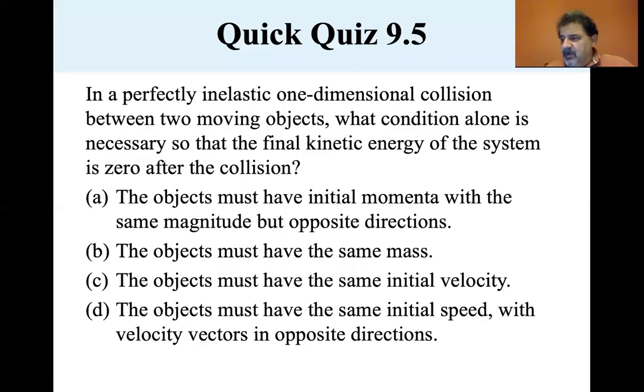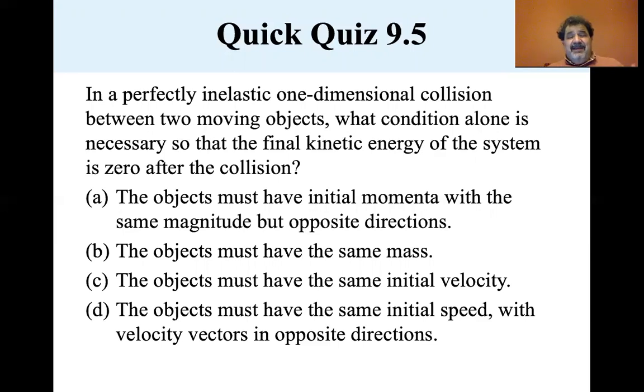Okay, let's take a quick quiz. In a perfectly inelastic one-dimensional collision between two moving objects, what condition alone is necessary so that the final kinetic energy of the system is 0 after the collision? A: The objects must have initial momenta with the same magnitude but opposite directions. B: The objects must have the same mass. C: The objects must have the same initial velocity.